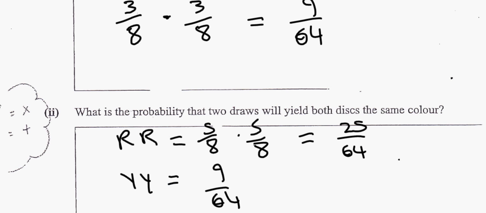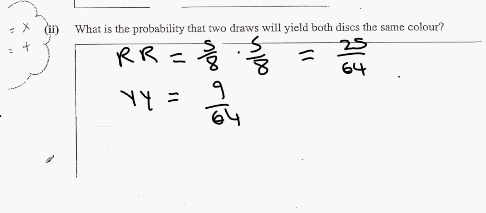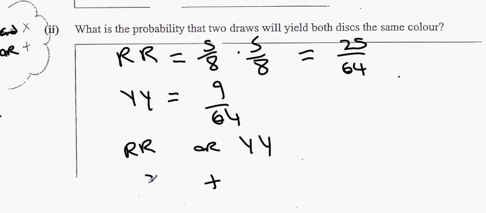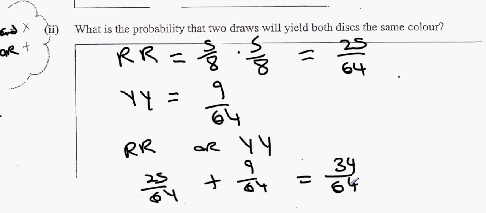Now the OR rule comes in. Okay, AND means multiply, OR means add. So we can have red, red, or yellow, yellow. So that means a big plus sign there, and we get 25 out of 64 plus 9 out of 64, which is 34 out of 64. You won't get full marks for that now because it's not fully broken down. 17 out of 32. Okay.